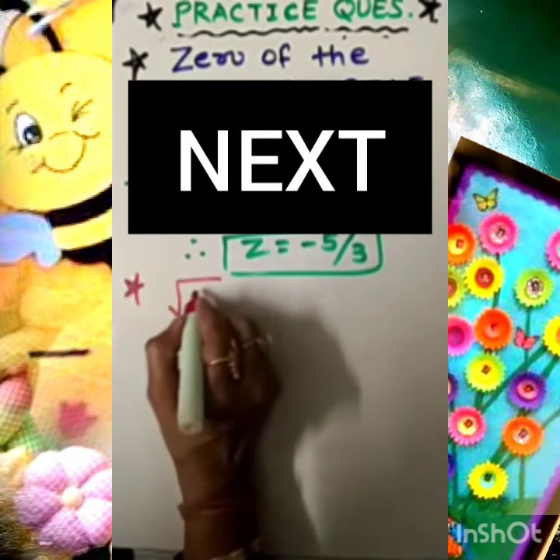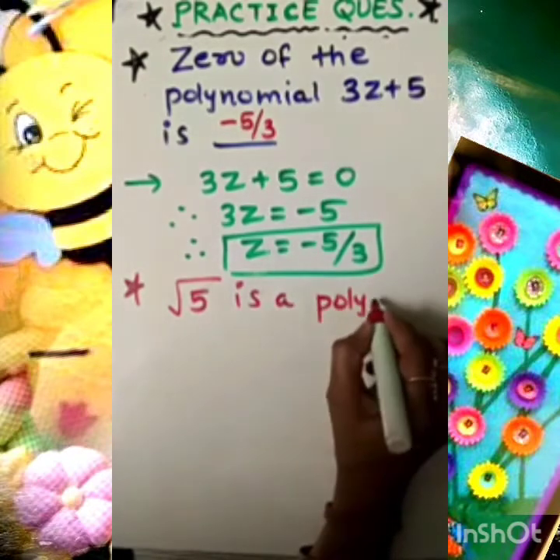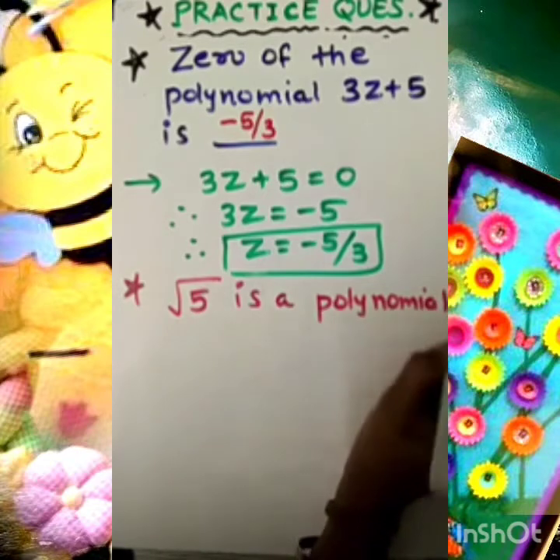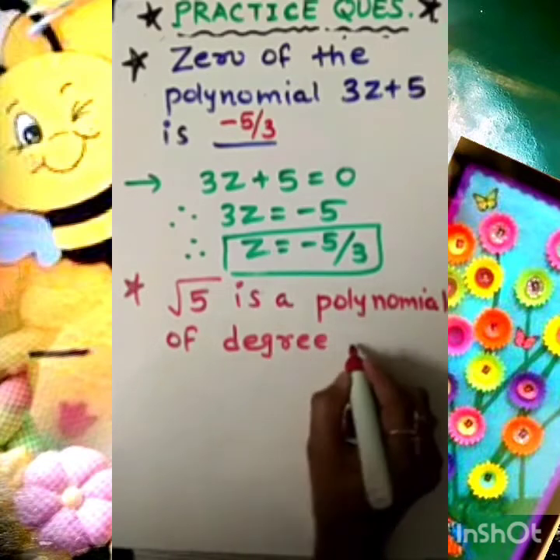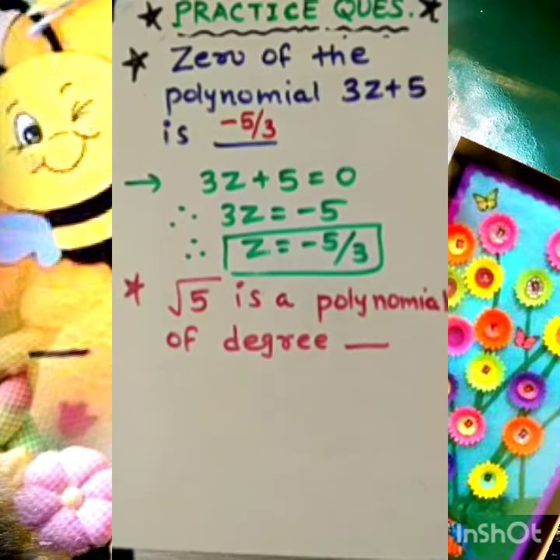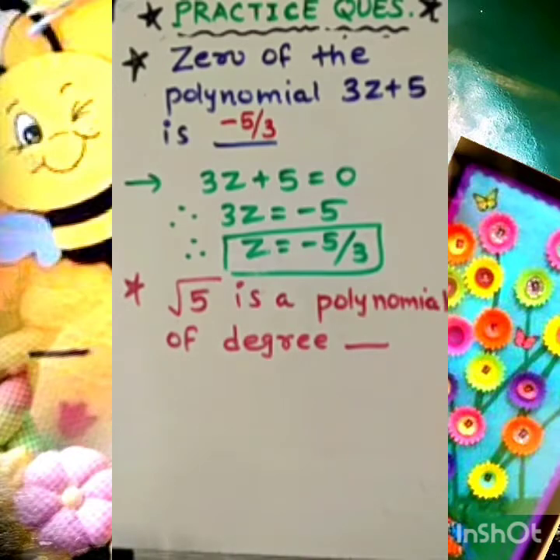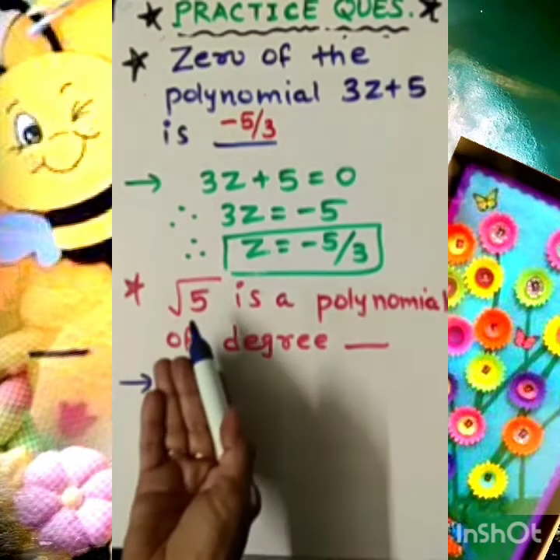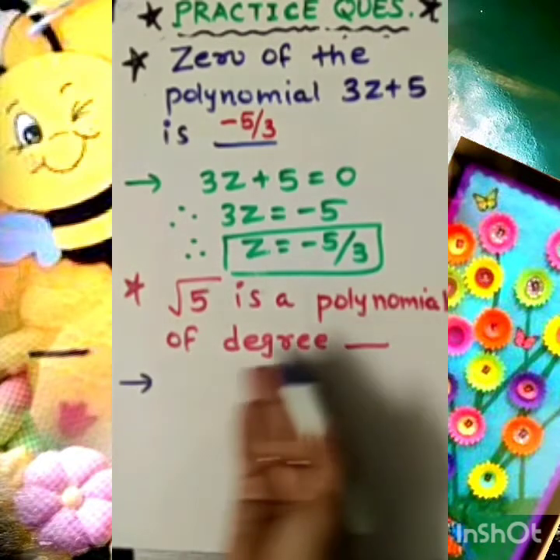Now one more question. Let's go with that. Root 5 is a polynomial of degree dash. Means we have to say which type of polynomial it is, means what is the degree of this polynomial. So dear student, you know very well degree is decided by the power of the variable. Now my first question to you, is there any variable available here? No, there isn't any variable in root 5.